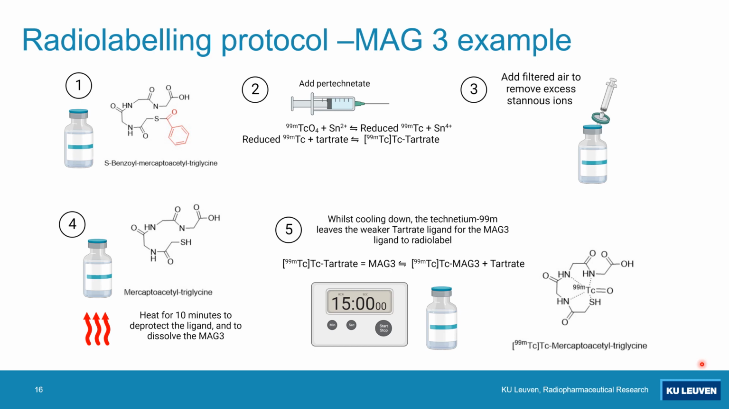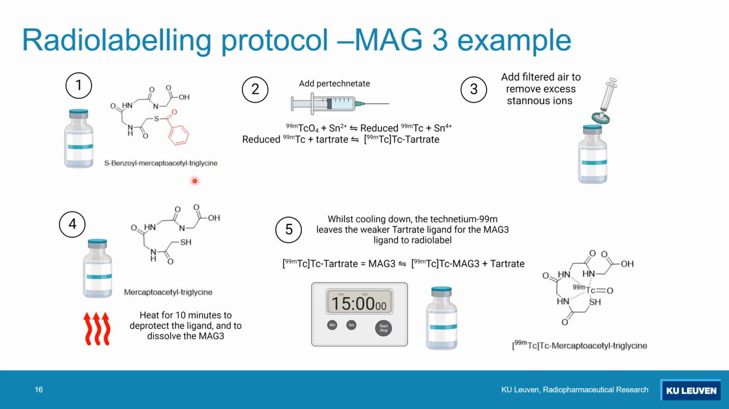So if it says heat up for 10 minutes at 100 degrees, please heat it up for 10 minutes at 100 degrees. And if it says cool down for 15 minutes, do that, because each of these steps has been designed to result in the end radiopharmaceutical. So MAG3 is always packaged in a protected version. This benzoyl group here protects the sulfur group during storage to increase the shelf life.